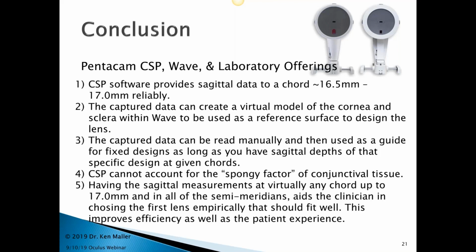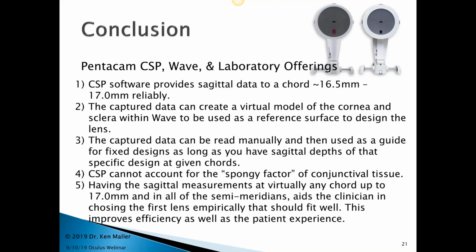Now, you can also read the captured data manually and use it as a guide for a fixed design. So, for example, if you're not using Wave, you're using Laboratory X's offering, and they are giving you the ability to create a toric flange. As long as you know the sagittal depth of what is going on in that toric flange at a given chord, you can then go ahead and match that up to the output data from the CSP software in that particular semi-meridian, so that you now have a flange that properly aligns to that particular eye.